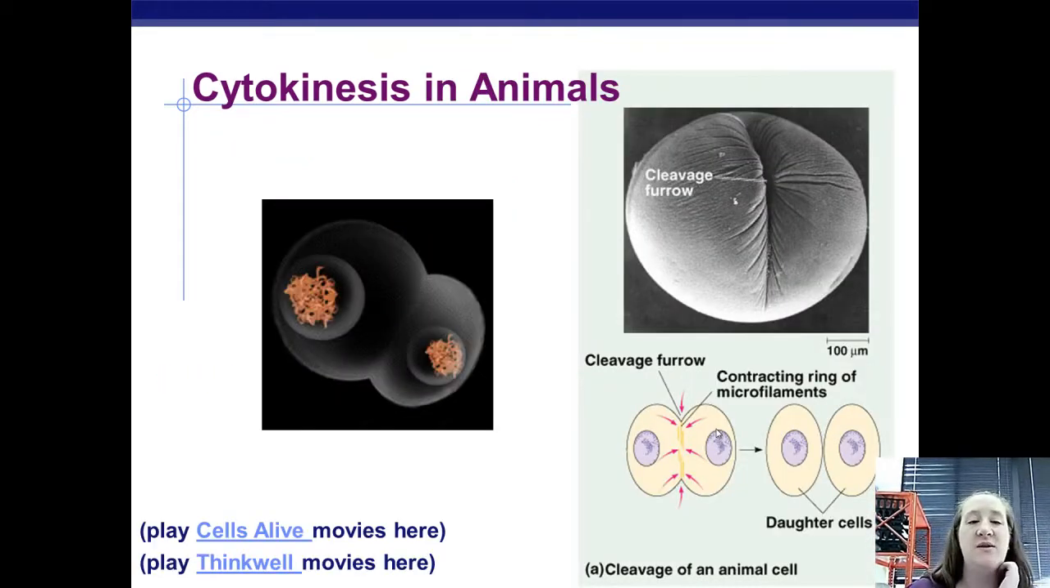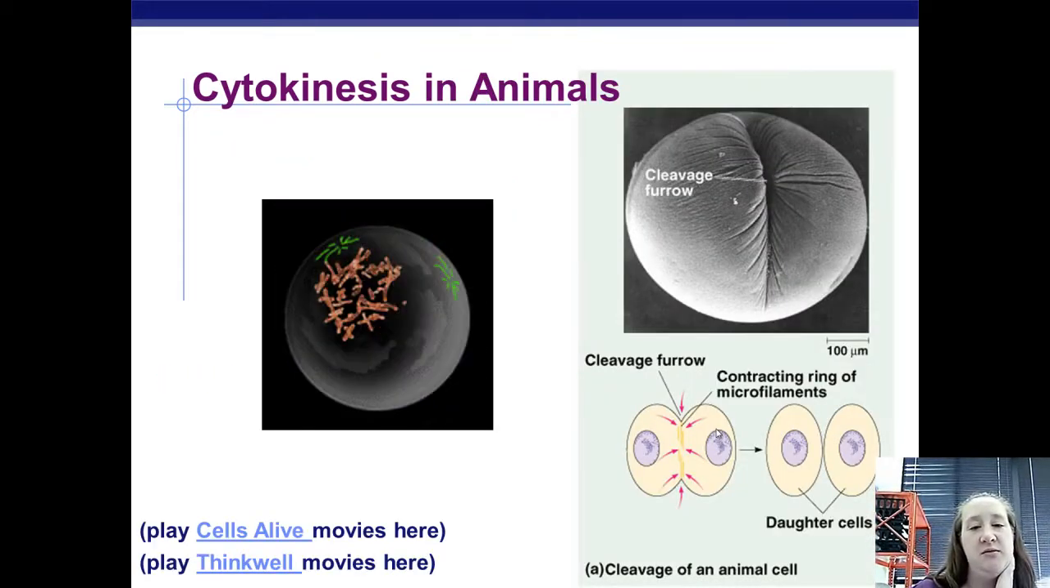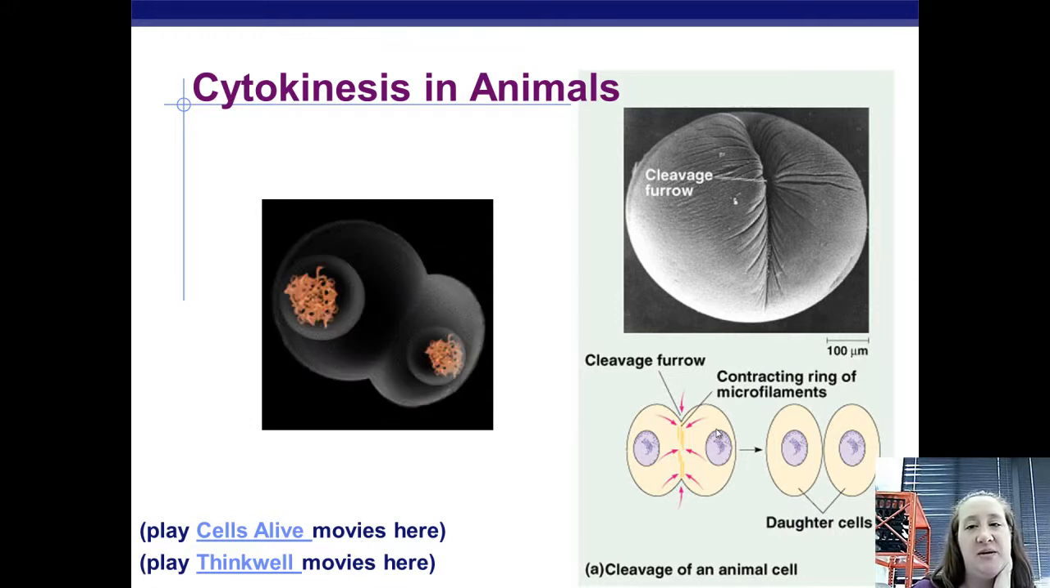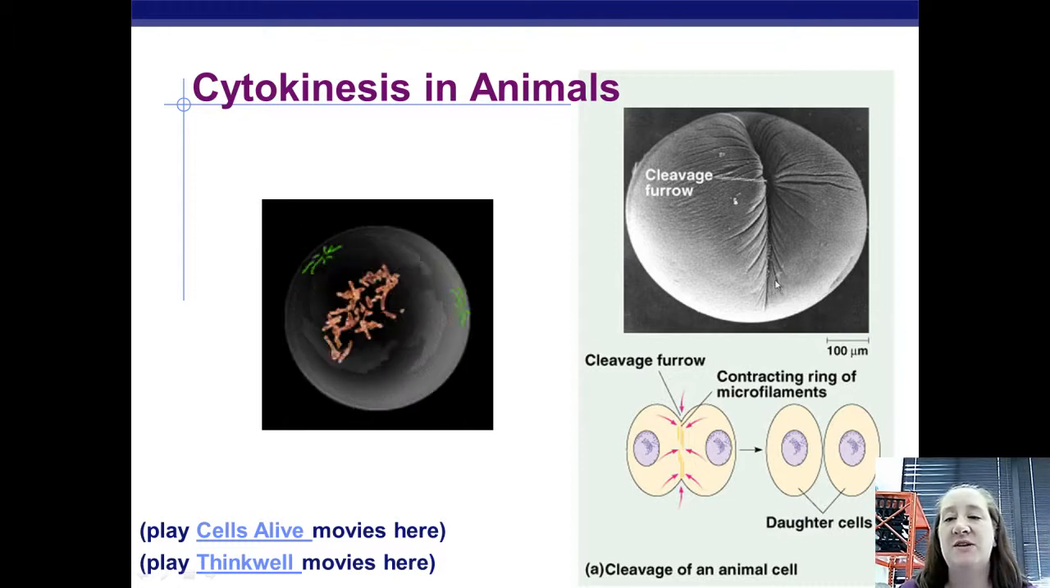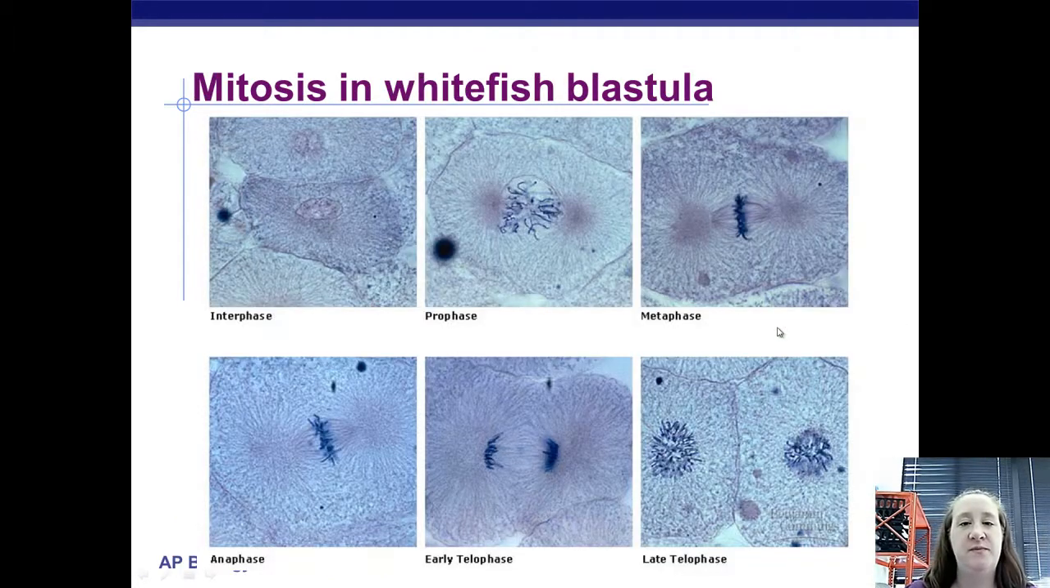Okay? All right, so here's a nice little nifty animation. It goes pretty fast, but you can see some of the pieces. I'll show you another little animation in a bit. So here is the actual cleavage furrow. You can see how it's being pulled tight to separate the two.